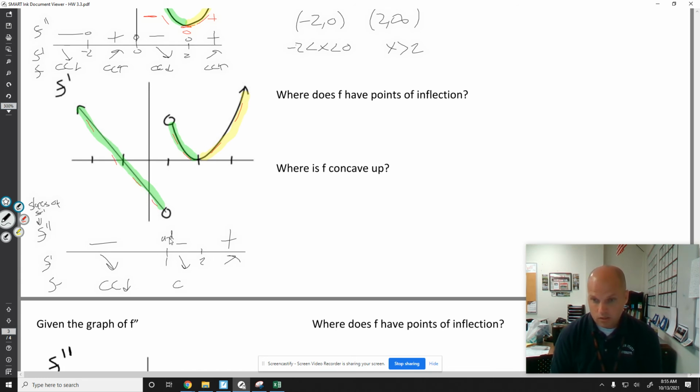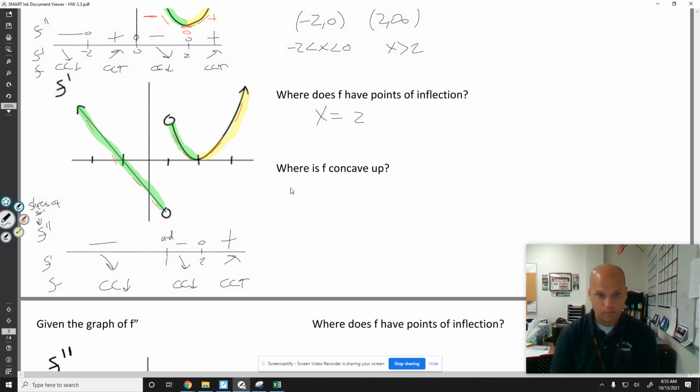Maybe it's a vertical tangent. Maybe it's something else weird, whatever. Just do the analysis, then answer the questions. Where do we change concavity? Just at 2, where I go from concave down to concave up, curving downward to curving upward. So, boom, that's my answer to that question.